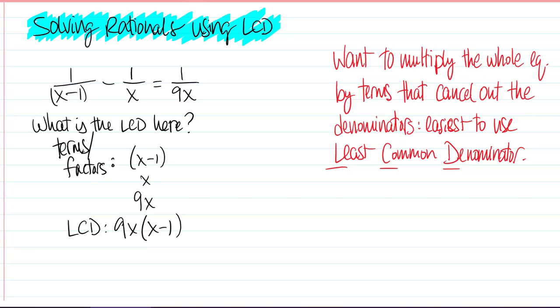All right, so my LCD is 9x times x minus 1. That's the common denominator that will not have anything extra. That way I can cancel out everything without having to do more work for myself. If I didn't take out one of those x's, it will still work. You could just multiply the whole equation by all three denominators, and that way everything will cancel out eventually. It just makes a little bit more work for yourself later because you have a little bit more to take out.